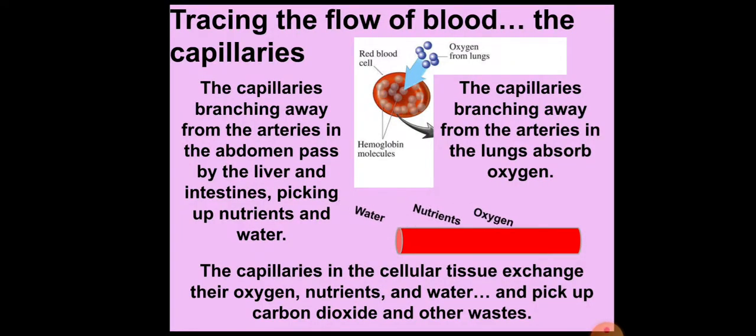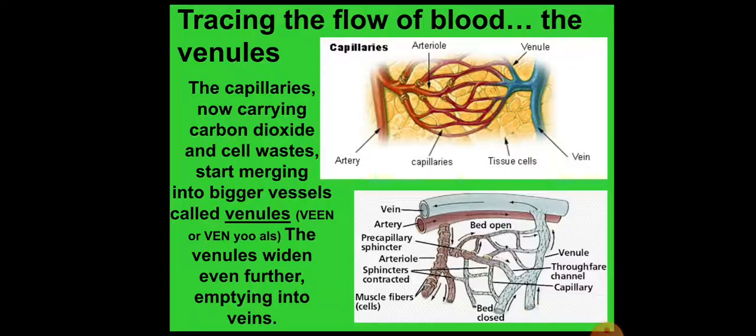The capillaries branching away from the arteries in the abdomen pass by the liver and intestine, picking up nutrients and water. The capillaries in the cellular tissue exchange their oxygen, nutrients, and water and pick up the carbon dioxide and wastes. The capillaries branching away from the arteries in the lungs absorb oxygen. The capillaries now carrying carbon dioxide and cell wastes start merging into bigger vessels called venules. The venules widen even further, emptying into veins.